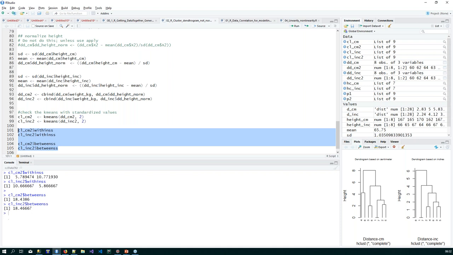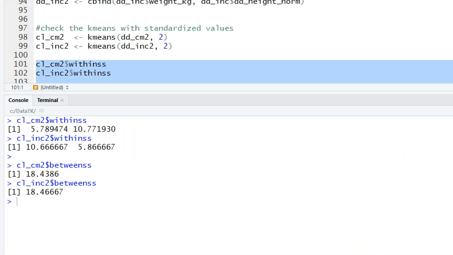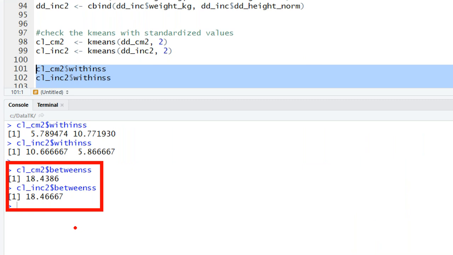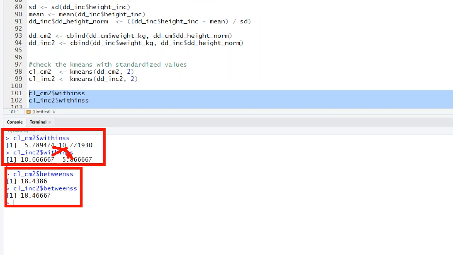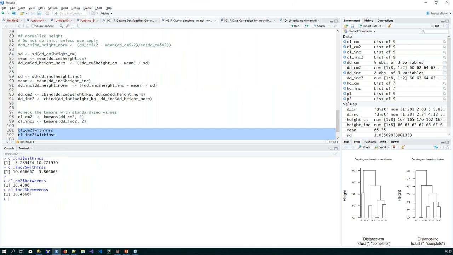Now you can see that the betweenness of both clusters, once the data is normalized, is literally the same. At the second decimal there are some changes, and the withinness using centimeters and inches is also the same with some minor differences. So this one is the same as this one, and this one is the same as this one. Keep in mind that normalization will definitely reduce the covariances, but will not give you any additional effect of losing correlation or non-correlation. So this is something that needs to be taken into consideration.